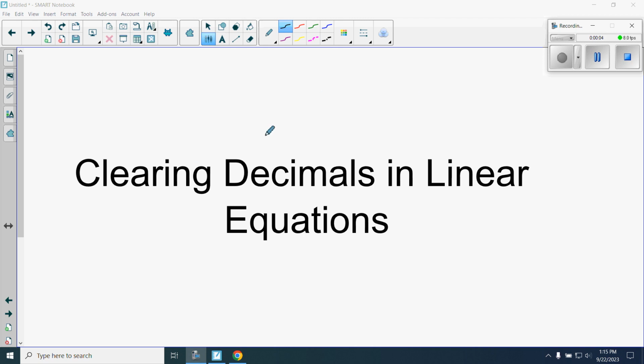Here's going to be a short lesson on clearing decimals in linear equations. Hopefully I put out a few of these so you guys can understand what's exactly going on and why we do it. But here's the first problem. So, clearing decimals in linear equations.